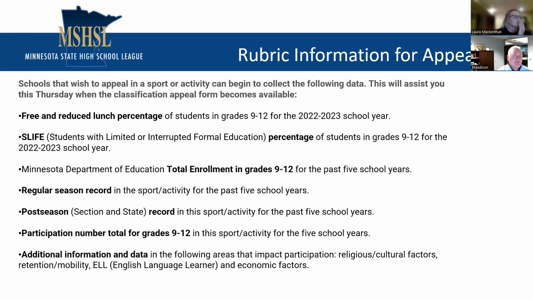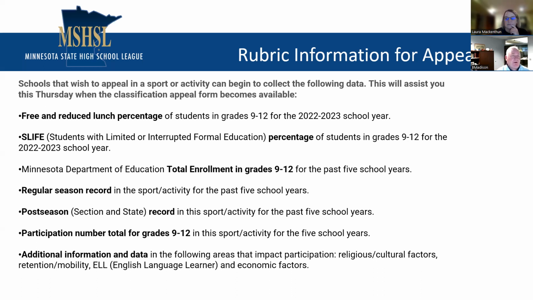So that appeal will ask you to fill out information. And as you prepare for that, you're going to want to have your free and reduced lunch enrollment and that percentage of your student body again. Students with limited interrupted formal education, known as SLIFE. What percentage of your students are SLIFE students? The higher percentage of SLIFE students, the more points you get, the more opportunity for success within your appeal. What is your total enrollment in grades 9 through 12? This is something we would compare with the other schools in that sport or activity as they're looking to appeal.